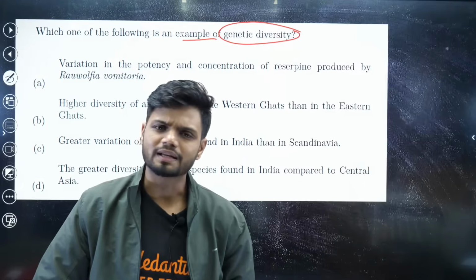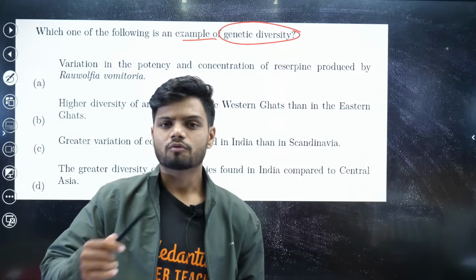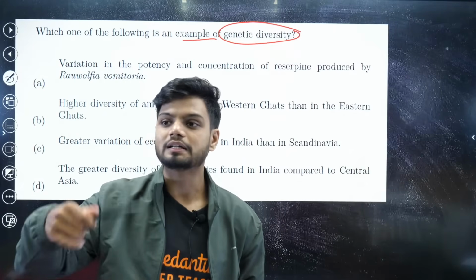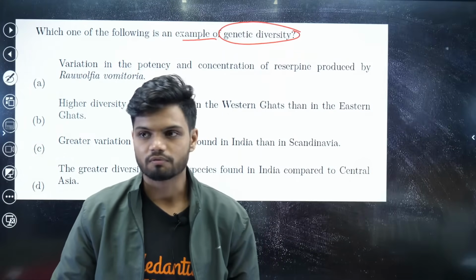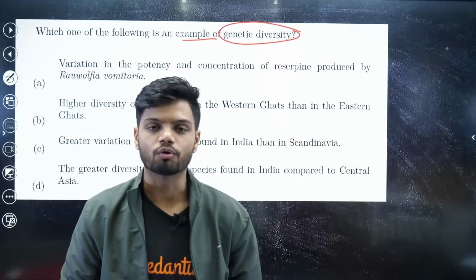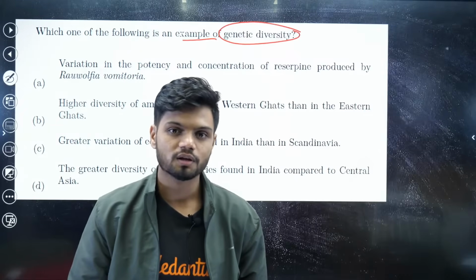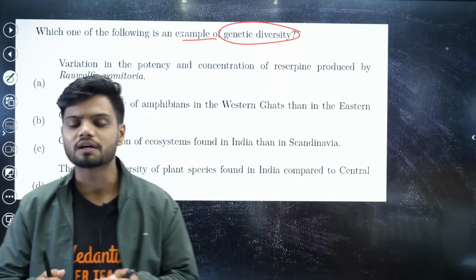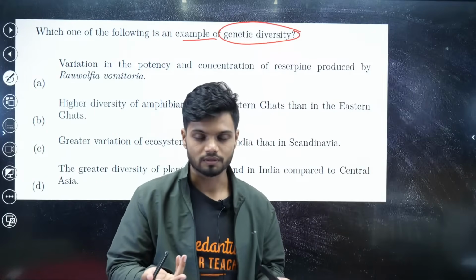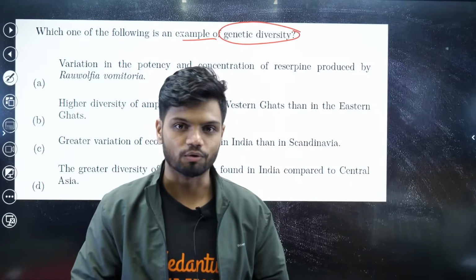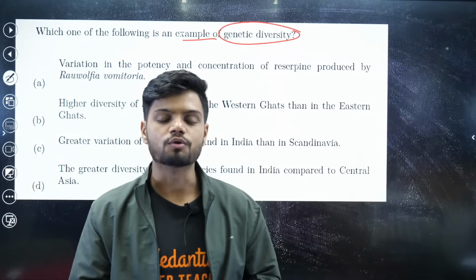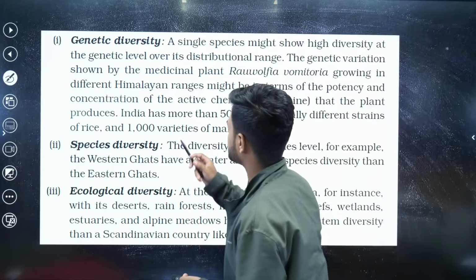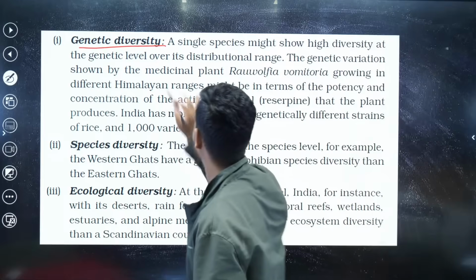So in the market, is there only one type of mango, or do we have multiple types? Different types of mangoes. We have small mango, Alphonso mango. There are different varieties of mango. That variety of mangoes is called genetic diversity.